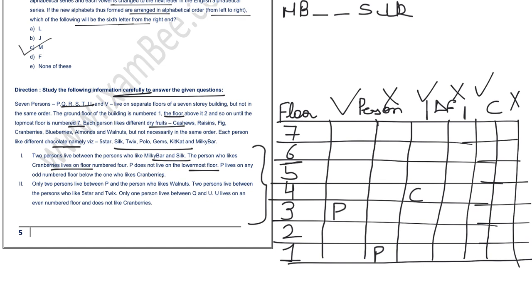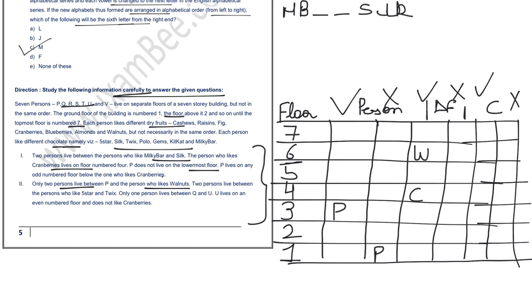Now it is given to you that only 2 persons live between P and the person who likes walnut, right? So there is a gap of 2 persons between P and the person who likes walnut. So it is definite that the person who likes walnut must live on the 6th floor. So I can write that the person who likes walnuts must live on the 6th floor because there are 2 persons between P and the person who likes walnut. Below P, it's not possible to place 2 persons. So the person who likes walnuts must be on the 6th floor, right?